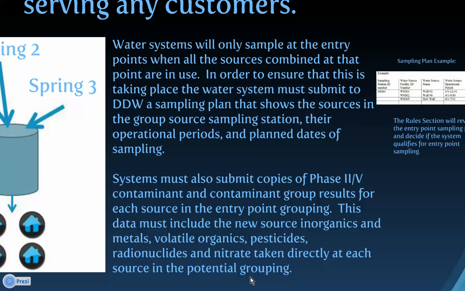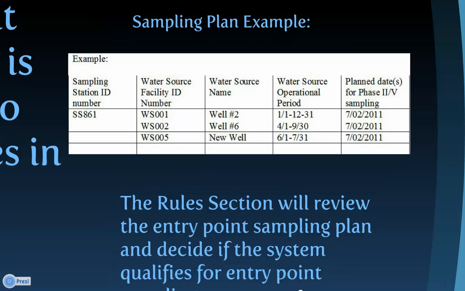So let's look at the sampling plan really quick. This sampling plan example, I'll show you where you can find it online. It's on our website. But what you do is you give us the group source sampling station ID number. We use numbers to track all of our sources and group source sampling stations. And the group source sampling stations will always start with an SS and then have a 3-digit number after them. You can put in a new number if you want a new number for an existing group source sampling station that you prefer over the one that's arbitrarily been assigned, or you can just use the one that's already been assigned.